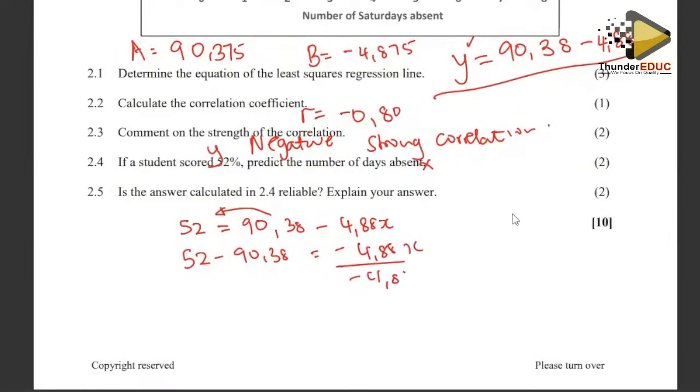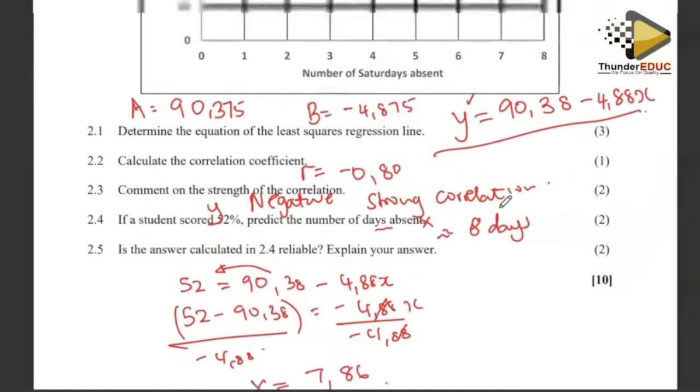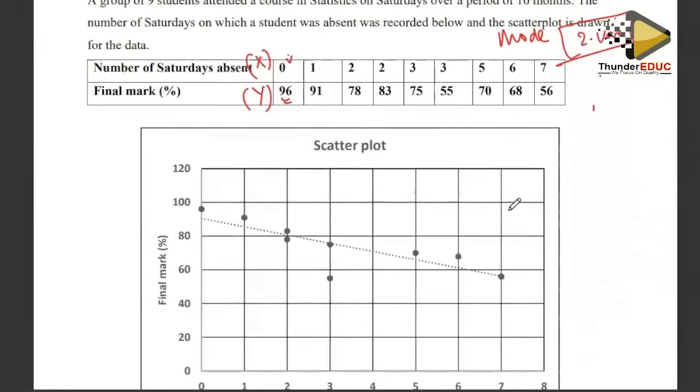Divide both sides by negative 4,88. This can be done just on the calculator without showing all these steps. So the answer we are getting is 7,86, but then we need to predict the number of days. Since days are countable, this is approximately 8 days. The learner was approximately absent for 8 days.